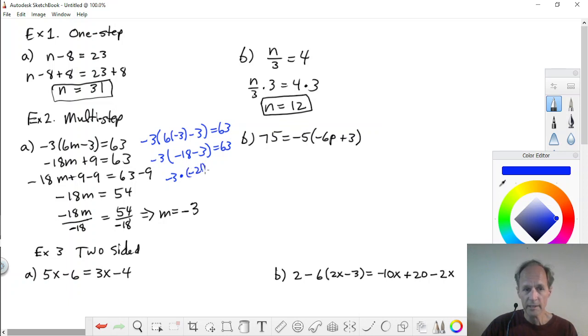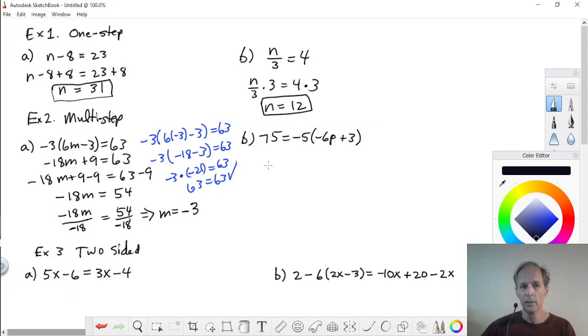Put it in parentheses to make it clear. So we multiply negative 3 times negative 21. It's looking good because negative times a negative is positive, and it's 63 equals 63, so it checks. Okay, you could also sort of just check it in your head. Wanted to show writing it all out for that one.